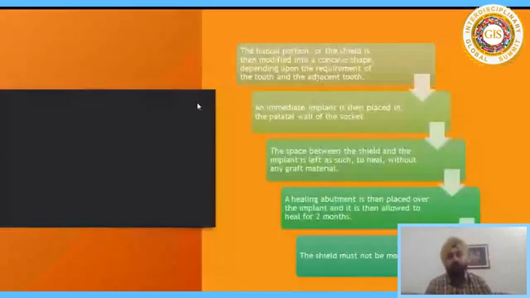So what we do in the socket shield, the buccal portion of the shield is then modified into a concave shape depending upon the requirement of the tooth and the adjacent tooth. An immediate implant is usually placed along the palatal wall of the socket. Space between the shield and the implant is left as such to heal without any graft material. A healing abutment is placed over the implant and then allowed to heal for 2 months. The shield, you must remember, should not be mobile, not periodontally involved, and must be healthy and strong.